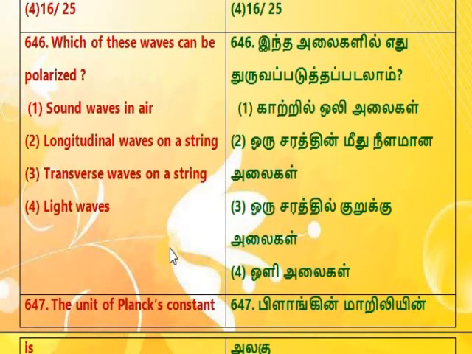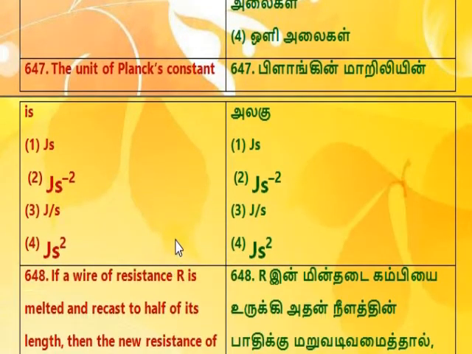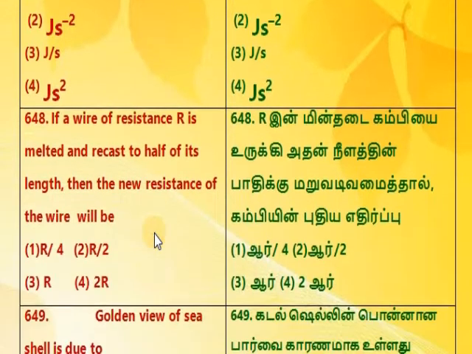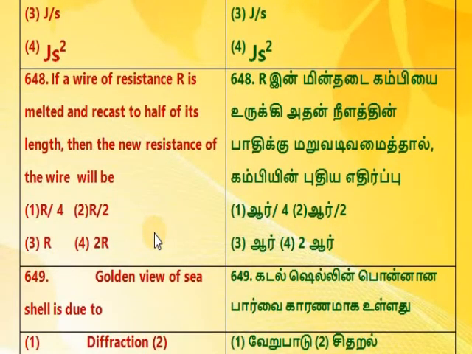646. Which of these waves can be polarized? 1. Sound waves in air, 2. Longitudinal waves on a string, 3. Transverse waves on a string, 4. Light waves. 647. The unit of Planck's constant is: 1. Js, 2. Js², 3. J/s, 4. Js².